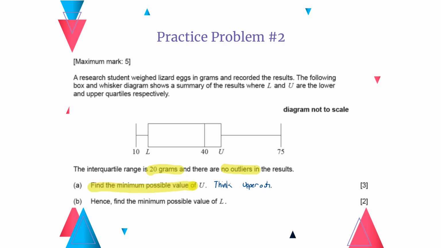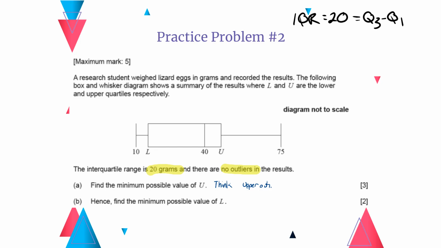The first question says, find the minimum possible value for U. My first reaction is, well, I don't know, we didn't get enough information to do this. But in fact, they did give us some information. When they tell us the interquartile range is 20 grams and there are no outliers, we can use that information. So we know the interquartile range is 20. And we also know that that's equal to Q3 minus Q1.